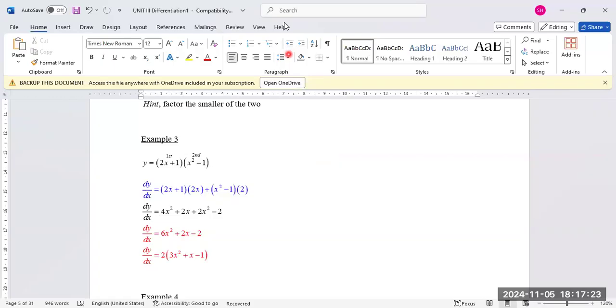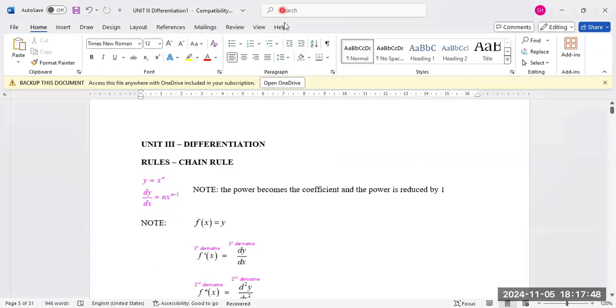Because I'm differentiating x squared. I'm differentiating x squared, so it becomes 2x right here. So you move the 2 to in front of the x, and you're going to have a 1. Oh, all right. I get it.